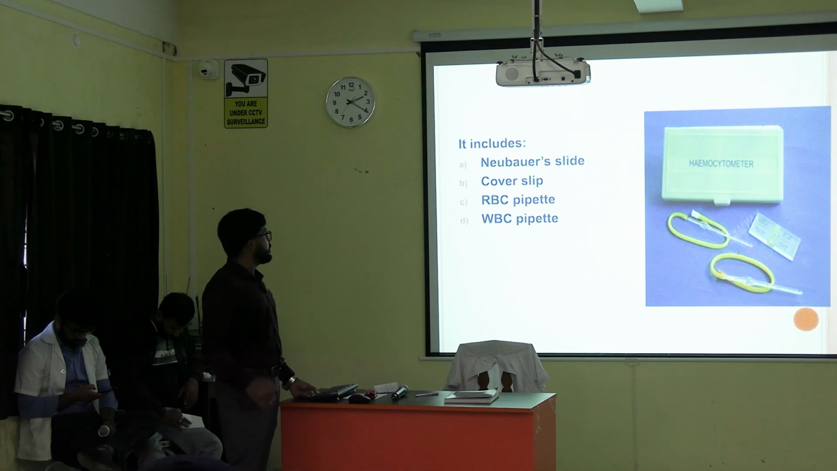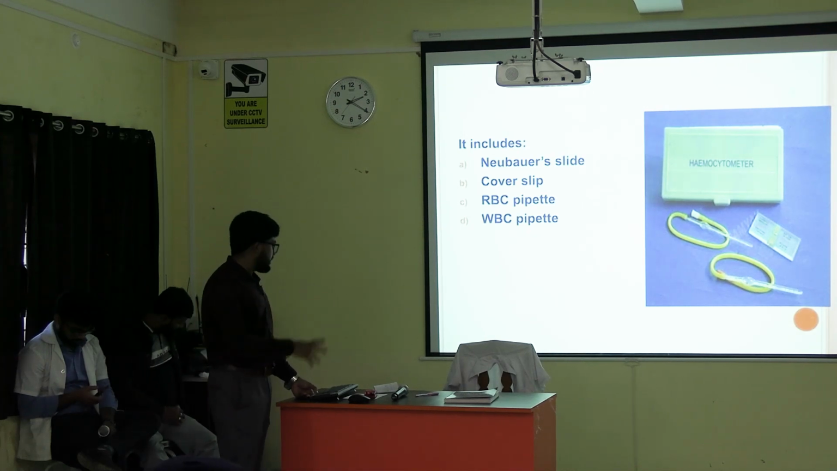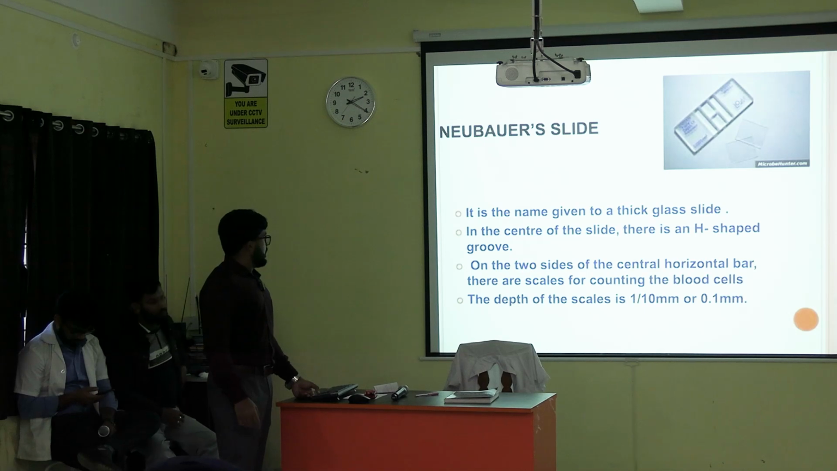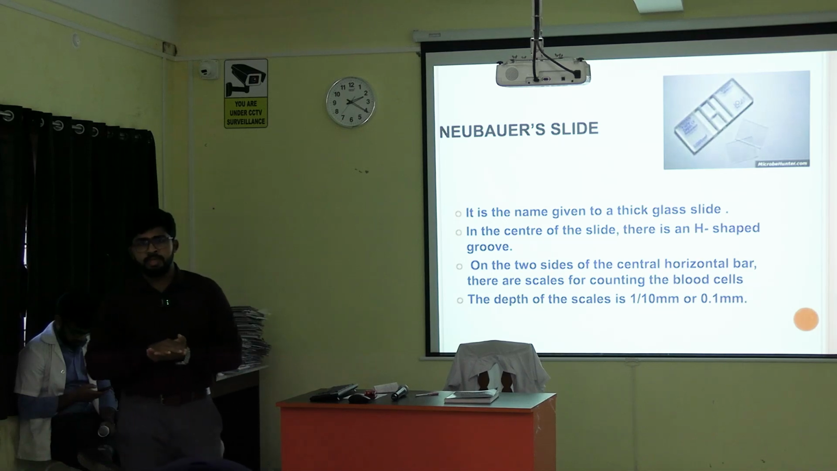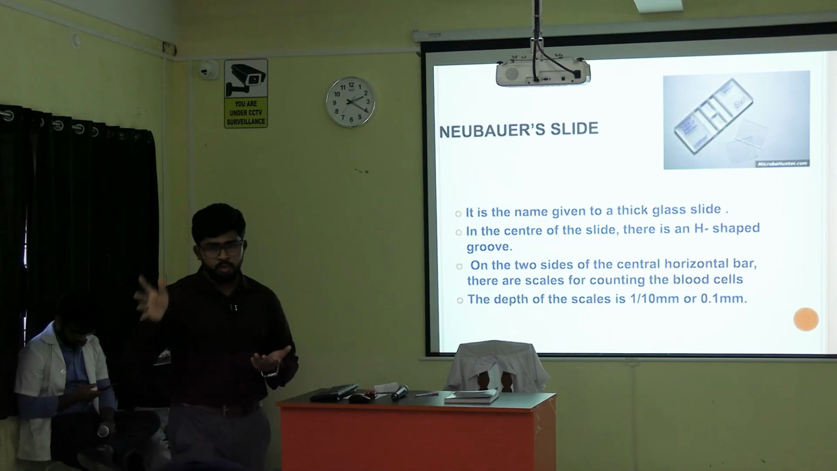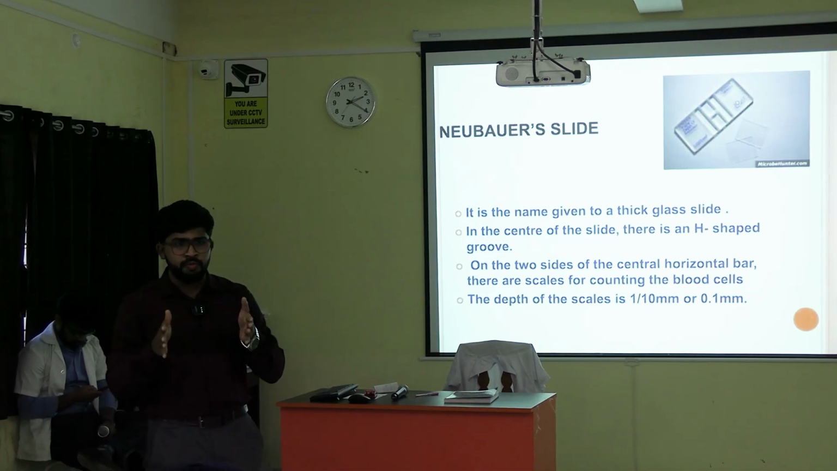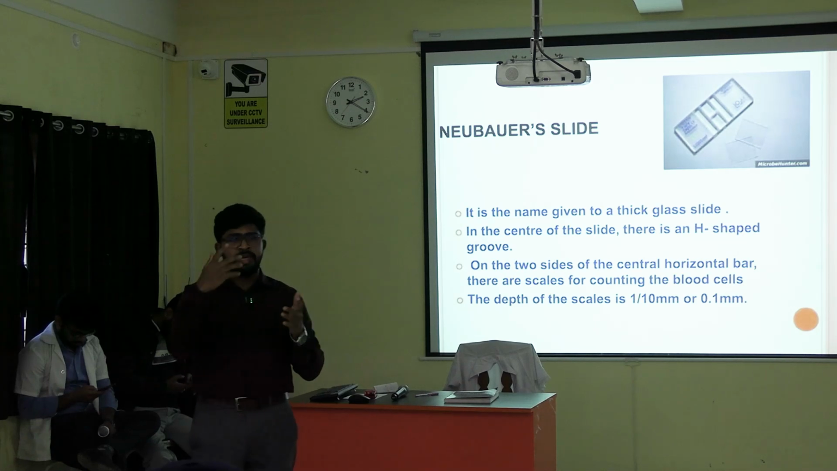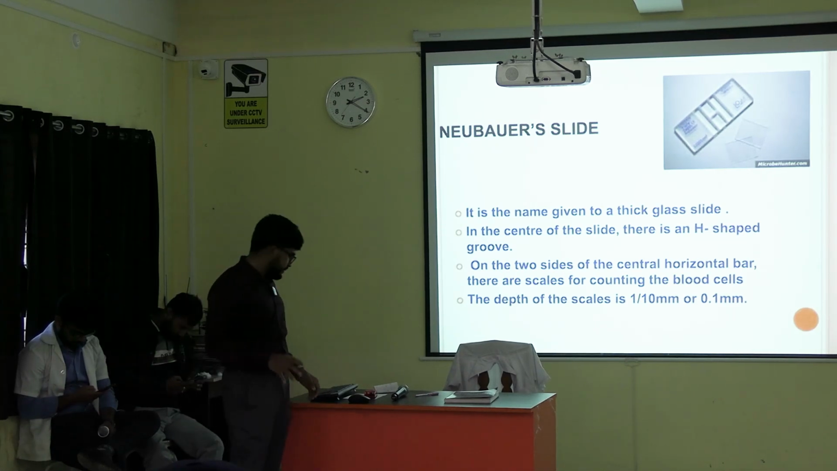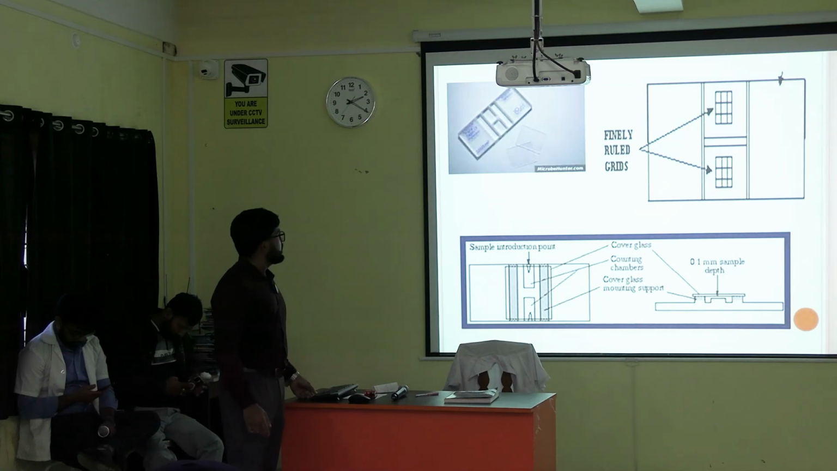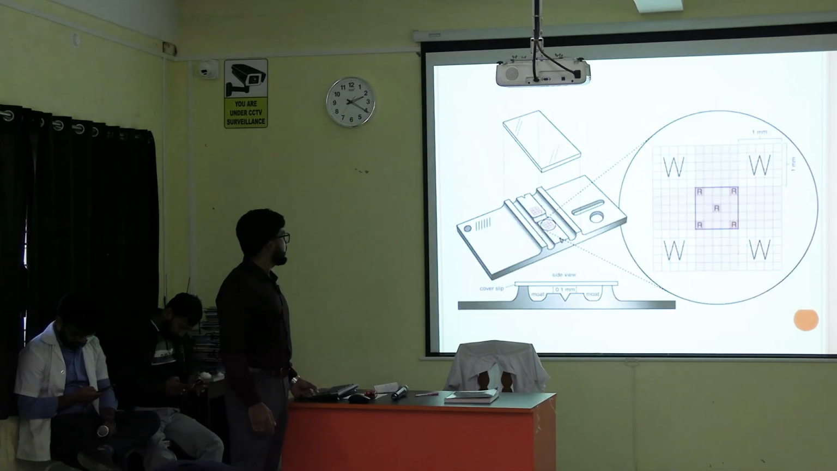So what do you need? Neubauer slide, cover slip, and then WBC pipette, not the RBC pipette. You know all these things, right? Neubauer chamber: there is the Neubauer slide, and putting the cover slip on it becomes a Neubauer chamber. The depth is 0.1 mm. There is an H-shaped groove, or gutter area, where the excess fluid gets drained, isn't it? You people know, right? I have already shown this basically.